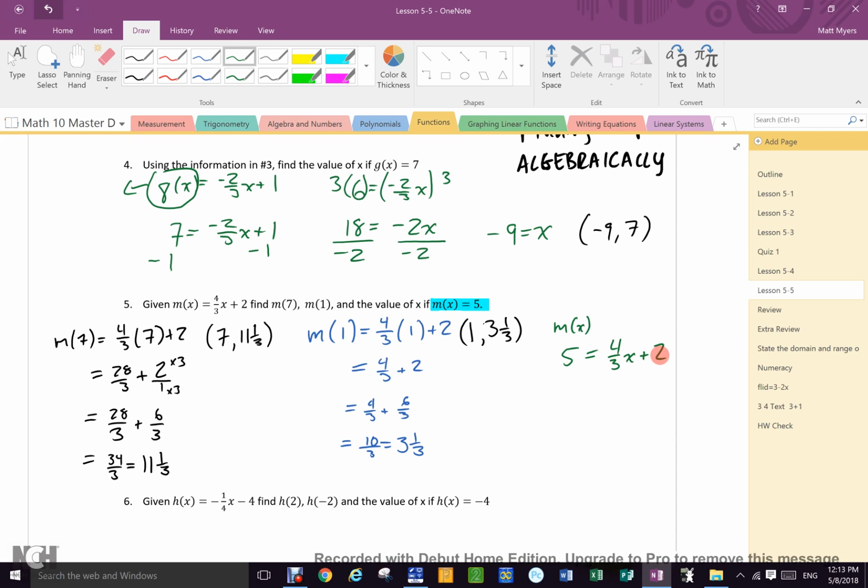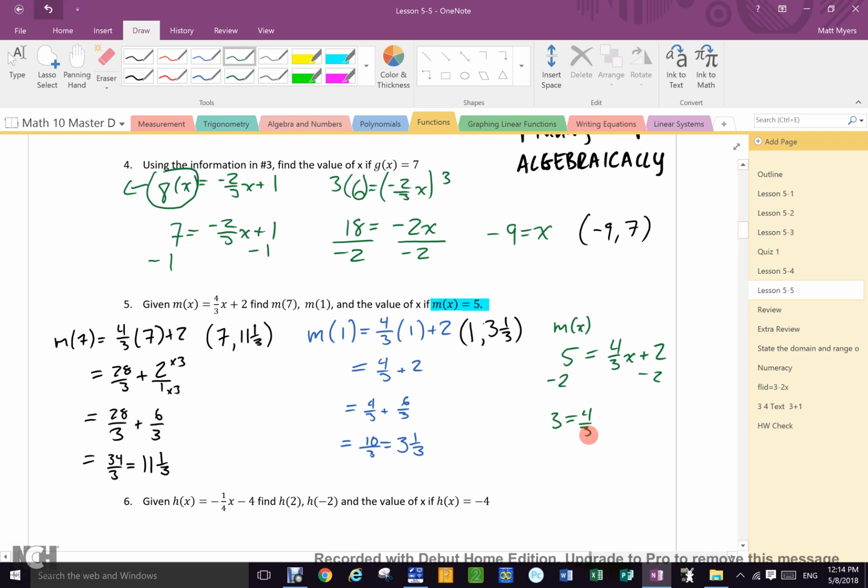How am I going to get rid of that 2? I'm going to subtract 2. If I subtract 2, that changes the equality, doesn't it? It has taken 2 away from the right side. How do I make sure it stays equal? I take 2 away from the left side.